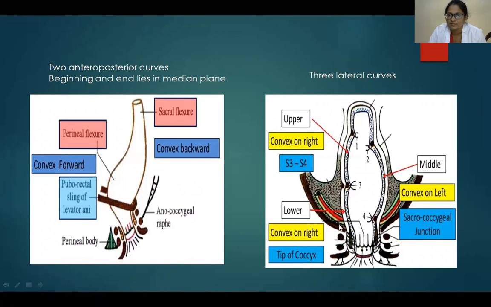The upper part convexity lies at the level of the S2 S3 vertebrae, whereas the middle part is at the level of the sacrococcygeal junction, and the lower part is at the level of the tip of the coccyx. These are the levels where you are going to see the curvatures.